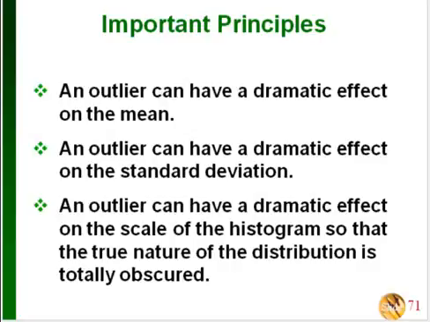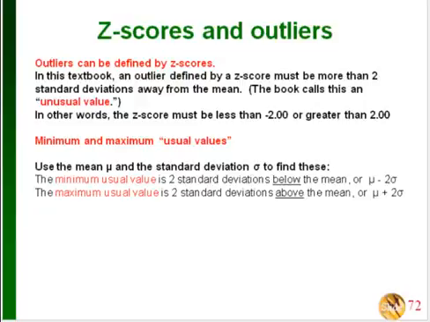Another thing it can do is have a dramatic effect on the scale of a histogram, so that you can't really tell what the data set looks like very well. So if we're talking about z-scores and outliers, in this book, we can define an outlier as a value that's more than 2 standard deviations away from the mean. And the book calls this an unusual value if it's more than 2 standard deviations away from the mean. And to connect this with z-scores, that means that the z-score would have to be less than -2 or greater than 2.